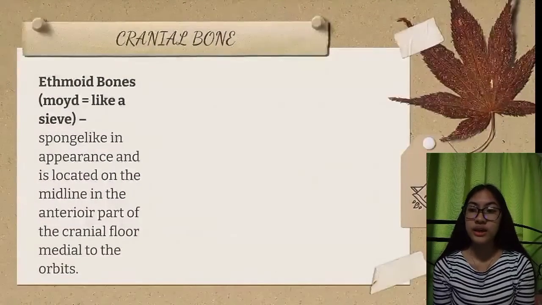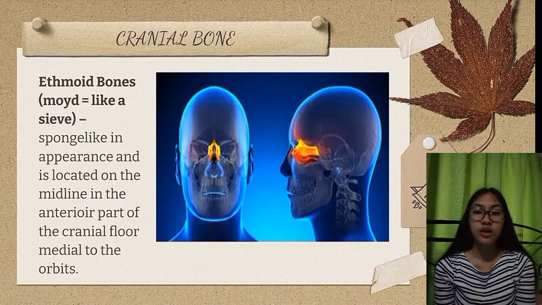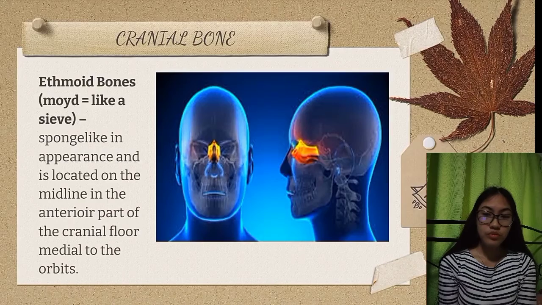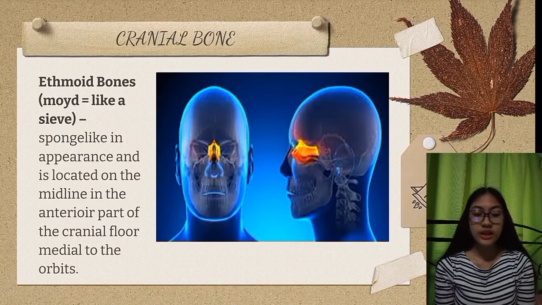Ethmoid bone has a sponge-like appearance and is located on the midline of the anterior part of the cranial floor, medial to the orbits. Ethmoid bone is found between the 2 eyes, and it separates the nasal cavity from the brain.